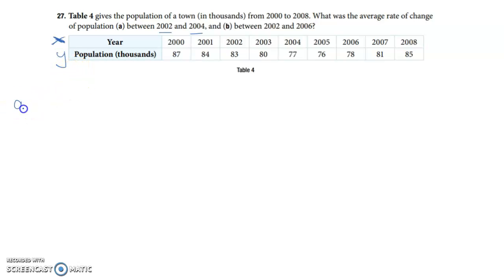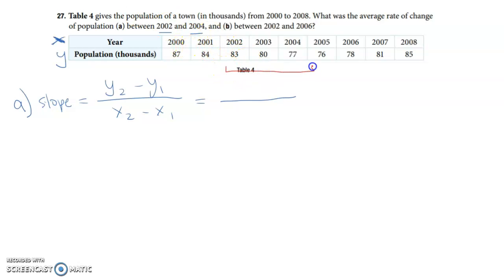Knowing this, part A is asking what the average rate of change is between these two years. Again, our slope, or average rate of change, is going to be y2 minus y1 over x2 minus x1. They're looking for a change between these years. So I can say this is my x1, and this is y1, and this is x2, and this is my y2.